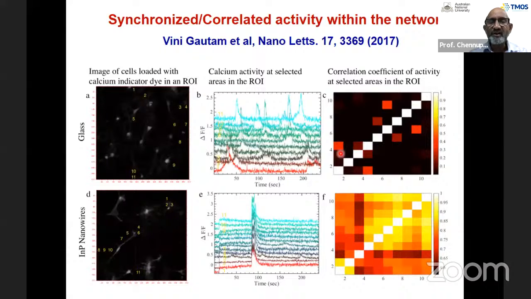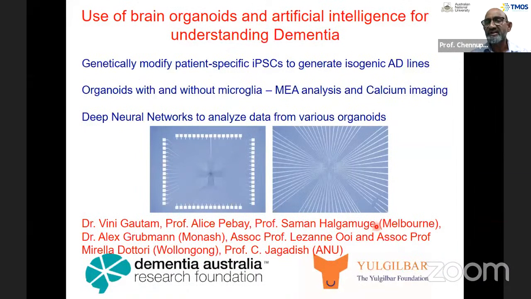When the neurons are grown on glass substrates, looking at the change in fluorescence as a function of time, they're all firing randomly, and there's no correlation whatsoever. Whereas when these neurons are grown on indium phosphide nanowires, they're all firing at the same time, showing excellent correlation, indicating some sort of synchronized and correlated activity is taking place. When Vini presented this work a couple of years back at a neuroscience conference, they asked what neurons she was using, she mentioned rat neurons, and they said, why are you wasting your time? How about using human neurons?